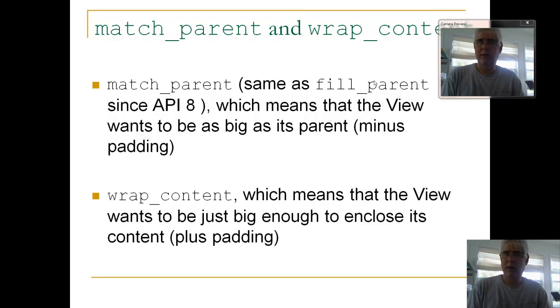I strongly recommend, we can read this and we can understand what it means, but go ahead and try it. Try it in some XML layout files. You'll see pretty quickly these two seemingly simple attributes can have enormous consequences in the way your layout looks. But match or fill parent means that the view wants to be as big as its parent, and wrap content means that it just wants enough. It just wants as much space as is necessary.